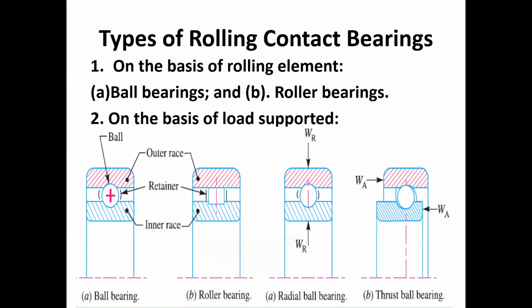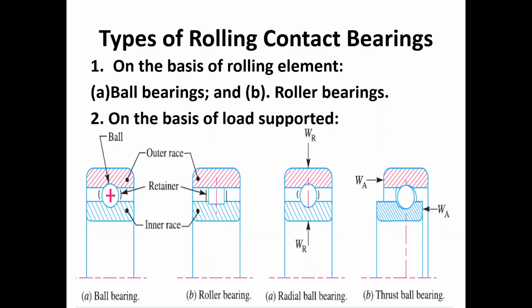Okay. So the next thing is the types of rolling contact bearing, or you can say the classification of rolling contact bearing. The rolling contact bearing can be classified on the basis of two types. The first type is on the basis of rolling element. So the rolling element may be a ball bearing or may be a roller bearing. When the rolling element is a ball, it is called a ball bearing. When the rolling element is slender, it is called a roller bearing. Another classification can be done on the basis of load supported.